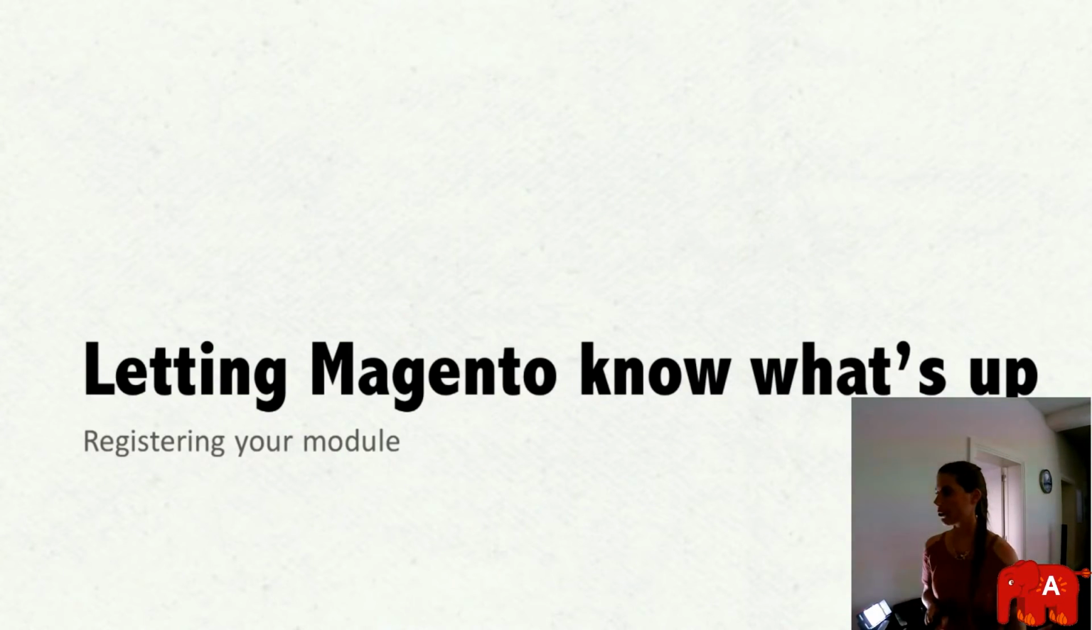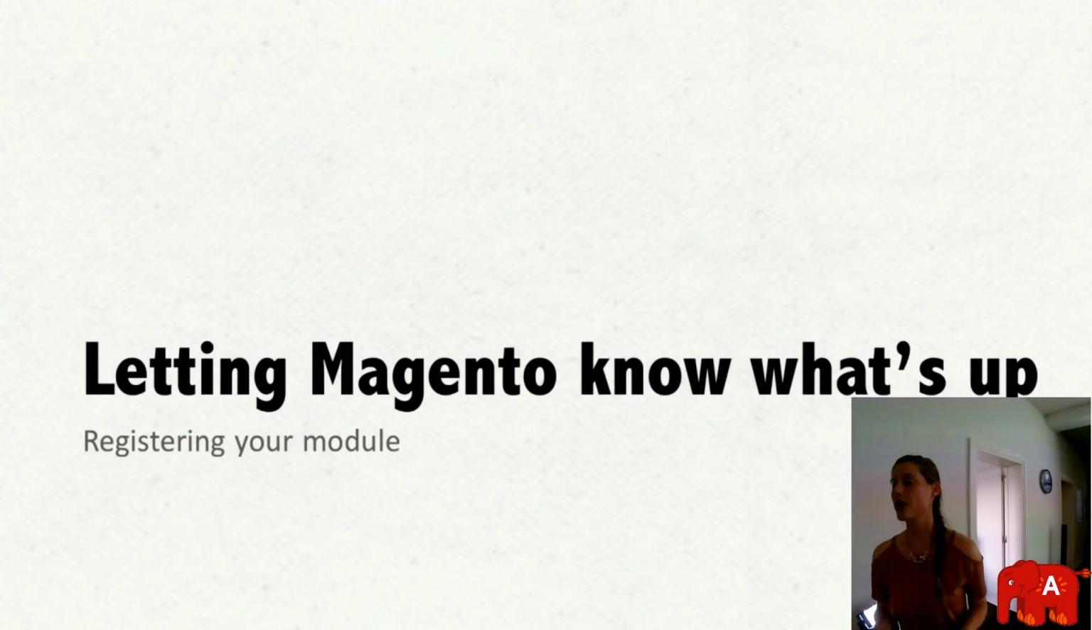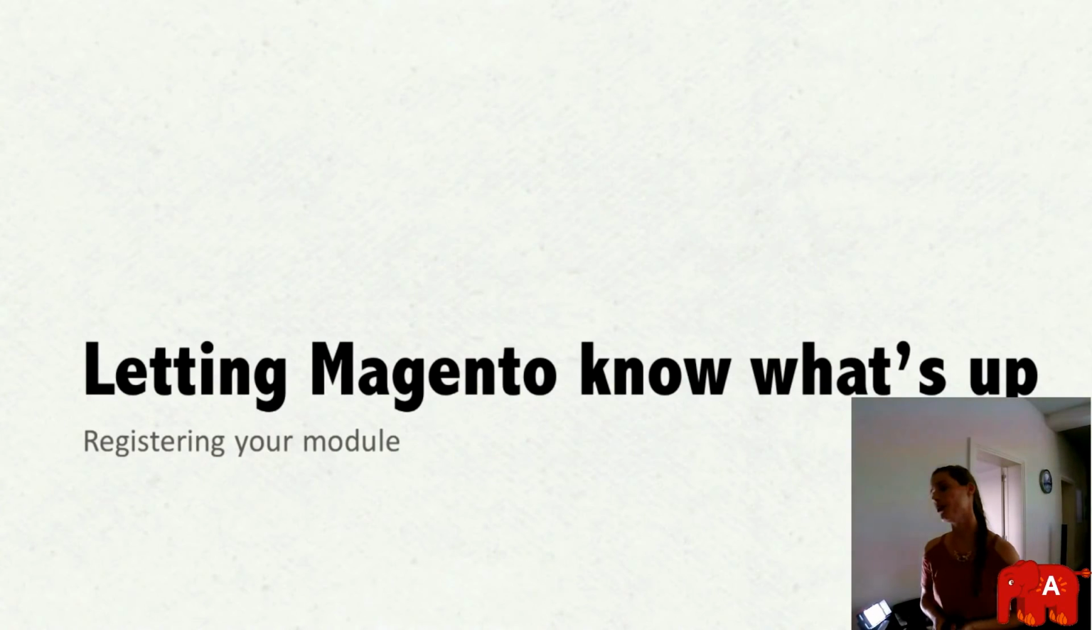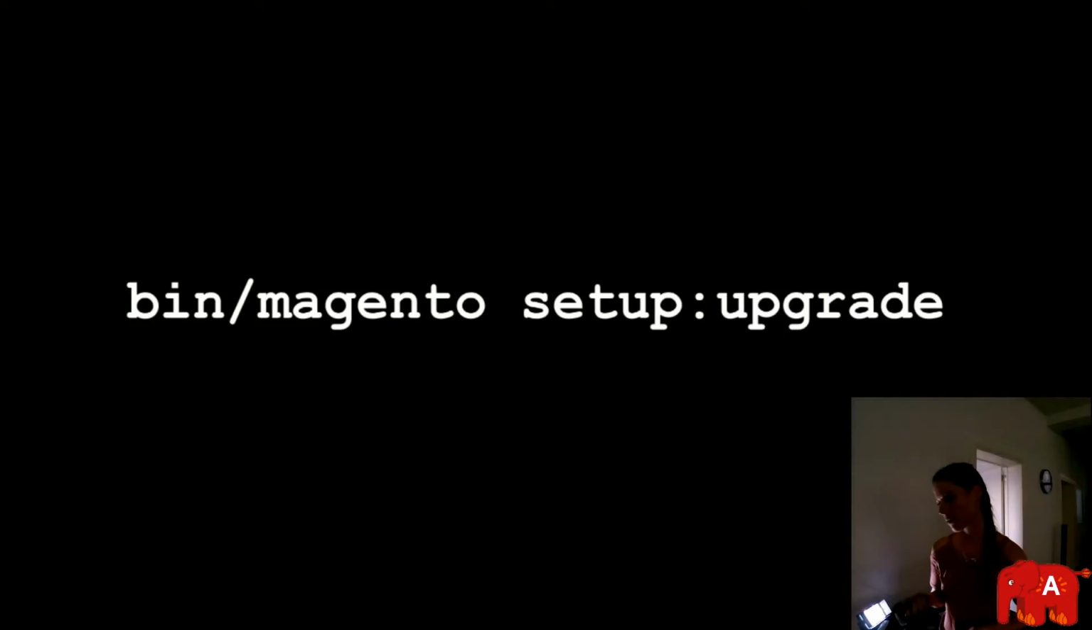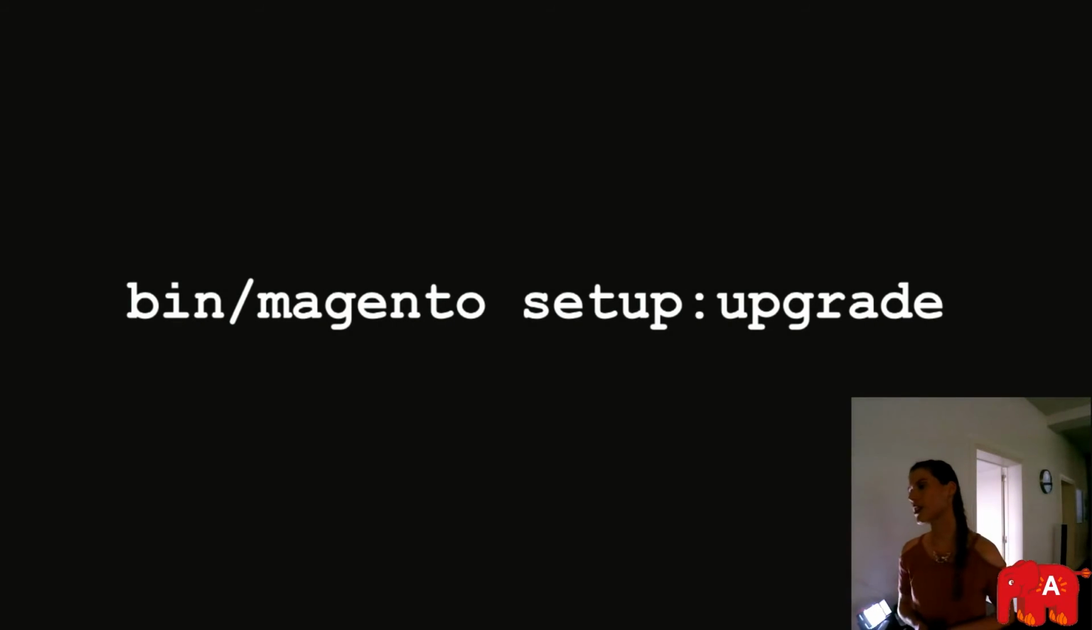Okay, we're going to install our module. We're going to add it to a Magento instance now. How do we do this? Well, it's very easy. Every Magento instance comes with its own command line tool. It's bin/magento. This has a whole set of easy commands to use, and you can also easily write your own commands for it.